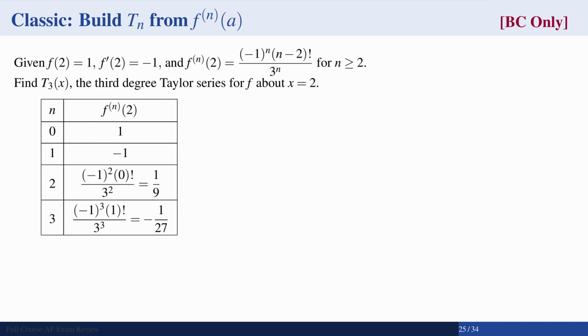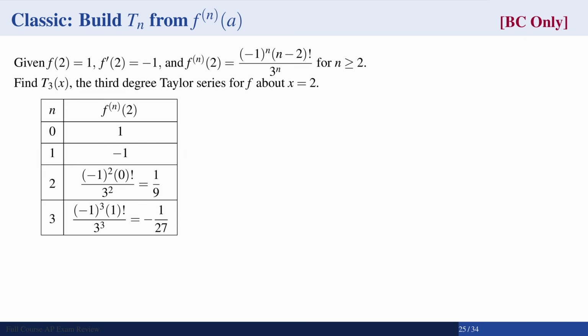What I recommend that you do is make a table of values where you're going to have n and then you're going to have the nth derivative at 2. You can immediately fill in that the 0th derivative, the value of the function, is 1. The first derivative is -1. And then for 2 and for 3, because we're going to the third degree, what you do is just replace every n that you see in that formula with a 2 and then with a 3.